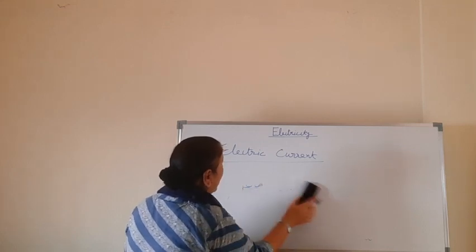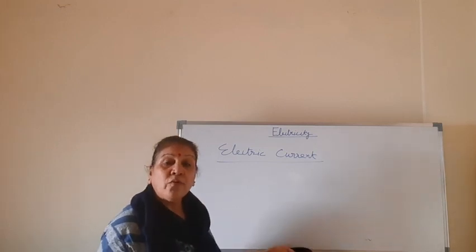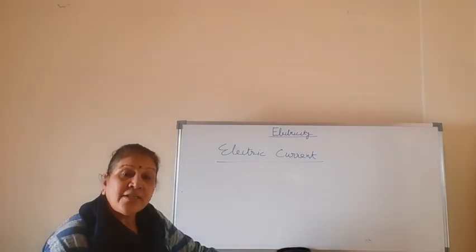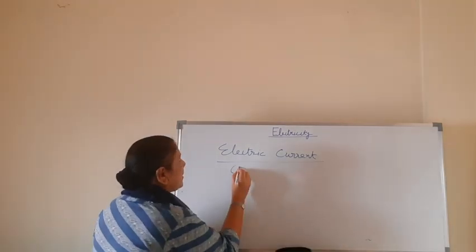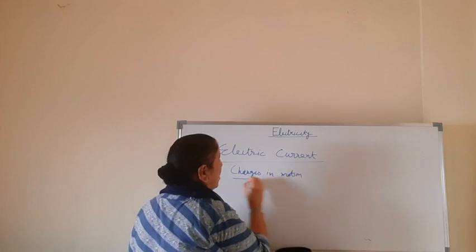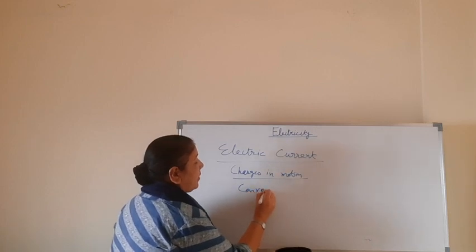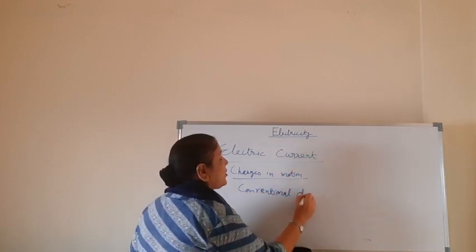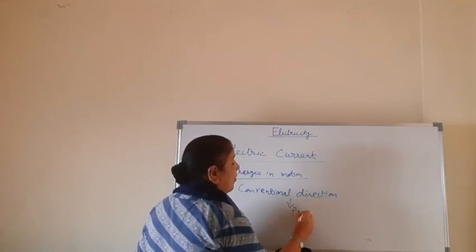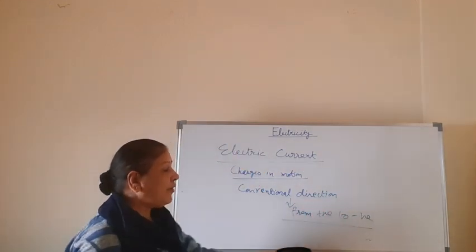So let's come to the topic, electric current. What is electric current? The charges, when they move, constitute or make electric current. The conventional direction of electric current is from positive to negative. This is the conventional direction of flow of electric current.